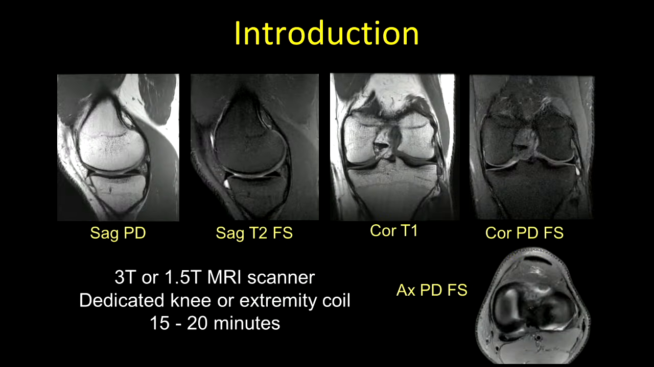Most standard knee protocols are comprised of a mix of fat-sensitive and fluid-sensitive sequences acquired in the sagittal, coronal, and axial imaging planes. In the fat-sensitive sequences, the subcutaneous fat, as well as the fat within the bone marrow, is bright, and you can see that this highlights the anatomy. In the fluid-sensitive sequences, the signal intensity from the subcutaneous fat as well as the fat within the marrow is suppressed, and fluid is bright, and this highlights pathology.